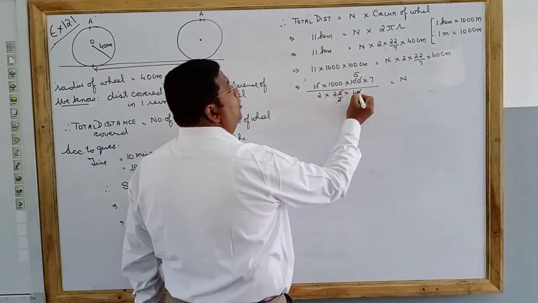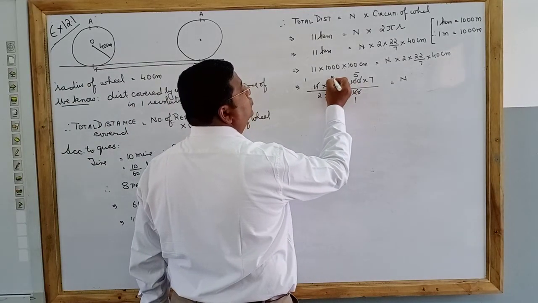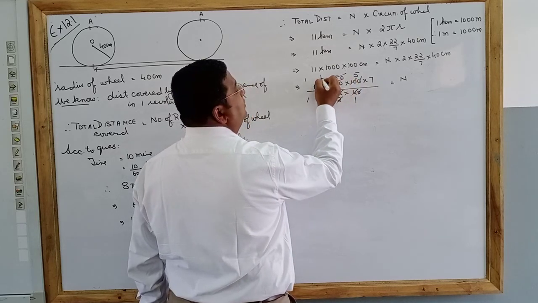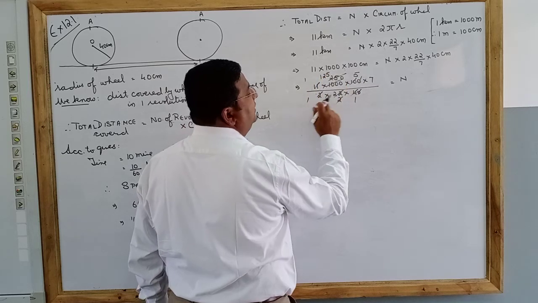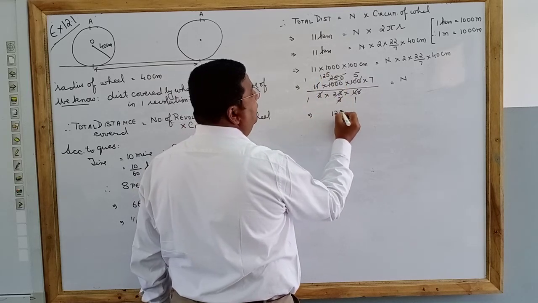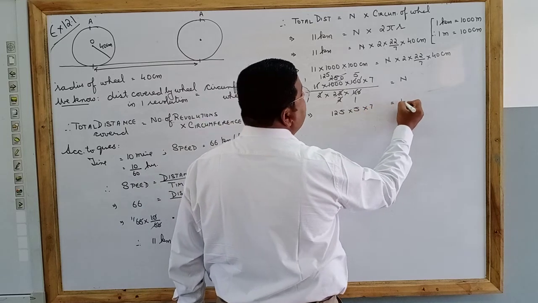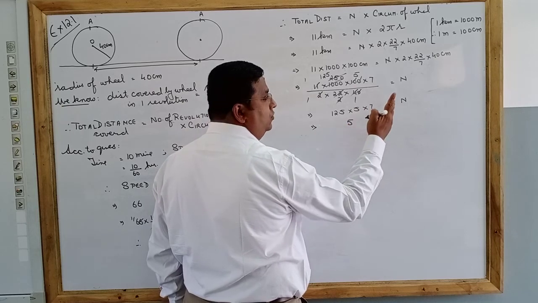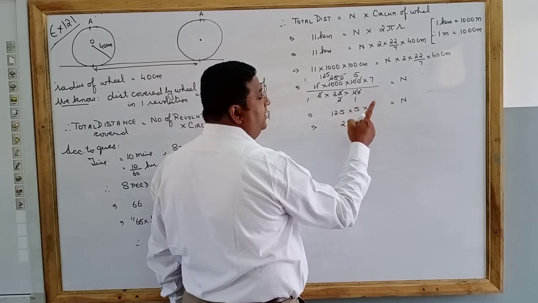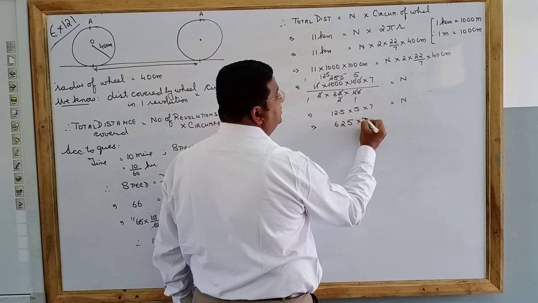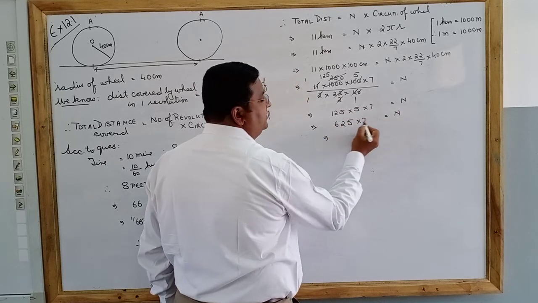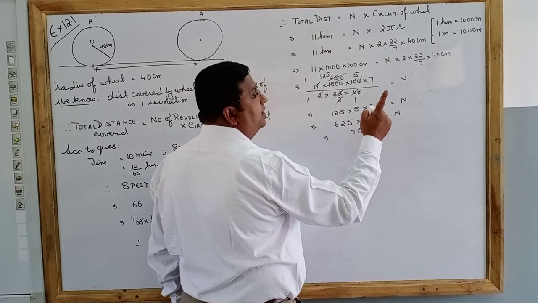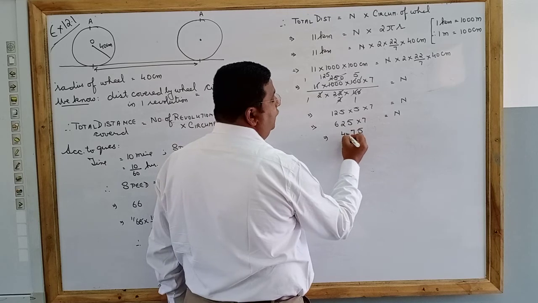So here we can see 4 ones are 4, 4 twos are 8, 4 fives are 20 and 0. 2 ones are 2, 2 ones are 2, 2 fives are 10, and everything cancelled from here. So what is left? 125 into 5 into 7 is equal to n. Can we multiply? 5 fives are 25, carry 2. 5 twos are 10 and 2 is 12, carry 1. 5 ones are 5 and 1, 6 into 7 is equal to n. So 7 fives are 35, carry 3. 7 twos are 14 and 3, 17, carry 1. 7 sixes are 42 and 1, 43.